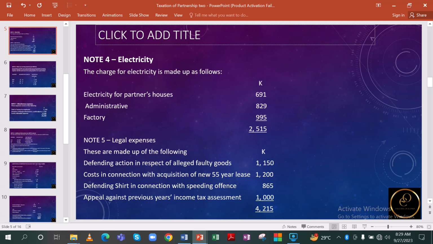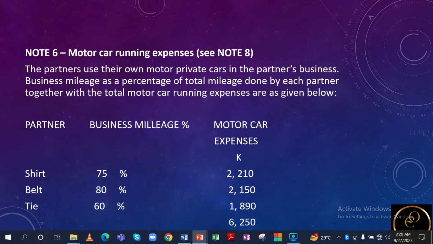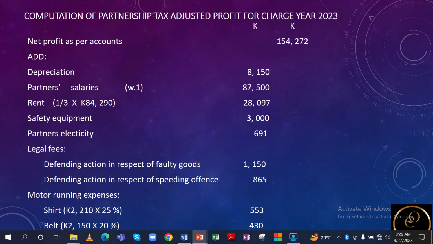So for expenses to be allowable, they should be wholly and exclusively for business. Since there are partners' houses involved, it means that we have to remove it. What is the figure? It's supposed to be 691, which is supposed to be added back. It's not an allowable expense. It's not a business expense. So we are going to add it back. So we have partners' electricity 691.